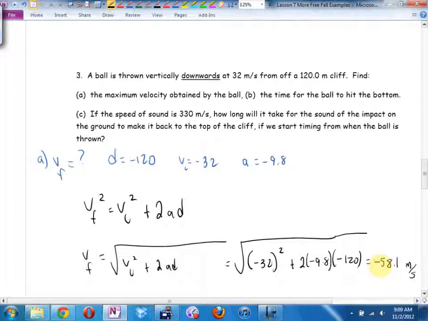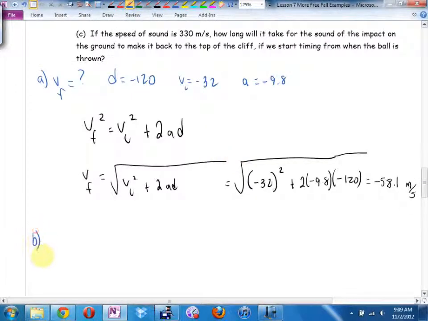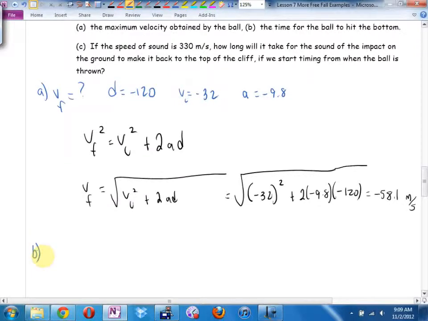All right. B. What's B asking me to find? Flight time. Okay, this is the first time that I've given you the height of the cliff without the flight time, and this is going to be a bit trickier. But let's write down t equals question mark. I'm looking for an equation that has t, vi, a, and d in it.